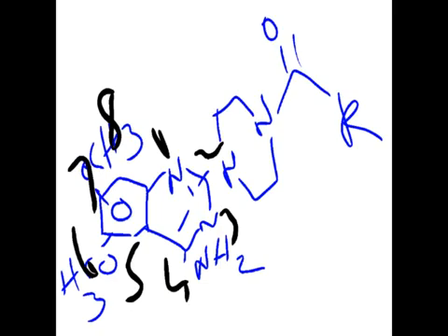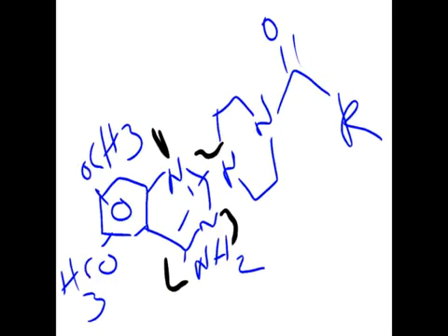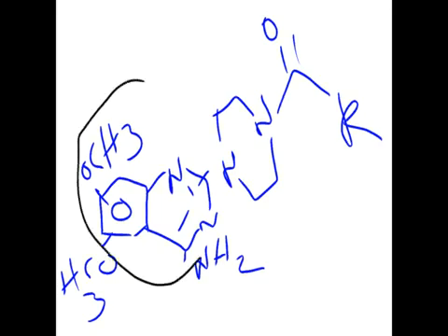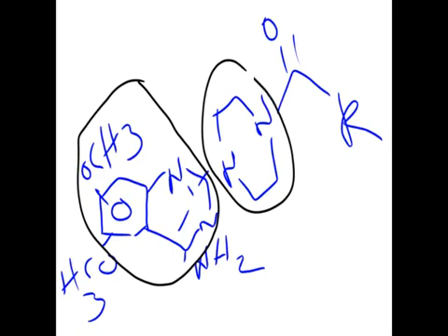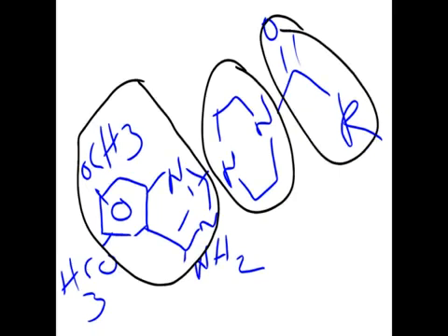This ring is the quinazoline ring. This quinazoline is attached to this ring, which is the piperazine ring. And finally it has this part, which is the acyl part. So these are the parts of the structure: the quinazoline attaches to the piperazine, and the piperazine attaches to the acyl part.